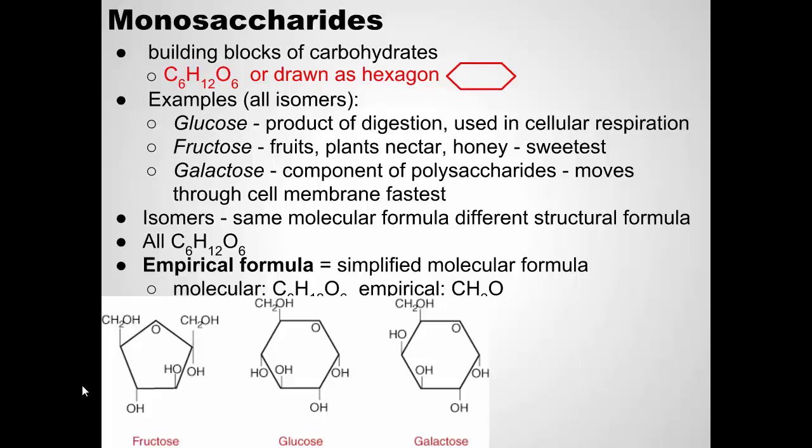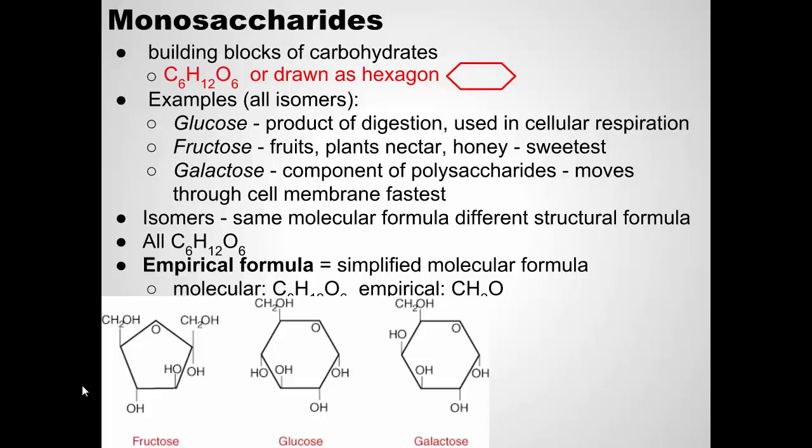Fructose is another type of monosaccharide. It's found in fruits, okay? Found in honey, in the nectar of plants and so forth. It's the sweetest of the monosaccharides as well. And then the third type is galactose. Okay? It's often a component of polysaccharides, and can move through the cell membrane fairly easily.